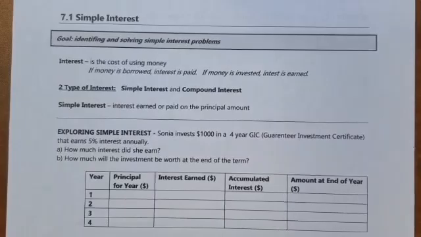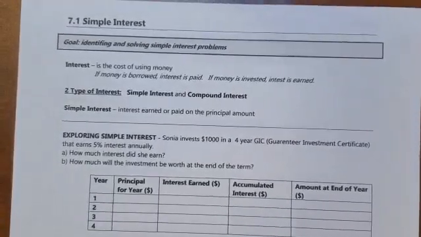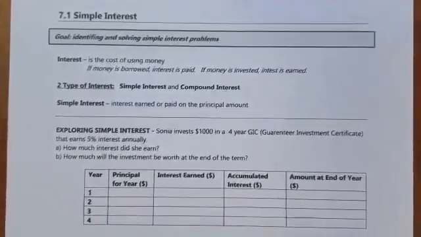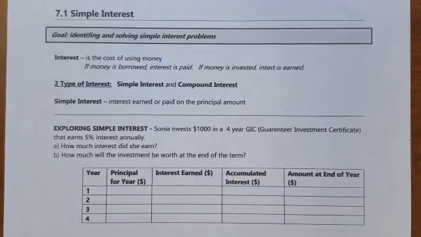So let's explore an example. Sonia invests $1,000 in a 4-year GIC certificate that earns 5% interest annually. A, how much interest did she earn? And B, how much will the investment be worth at the end of the term?